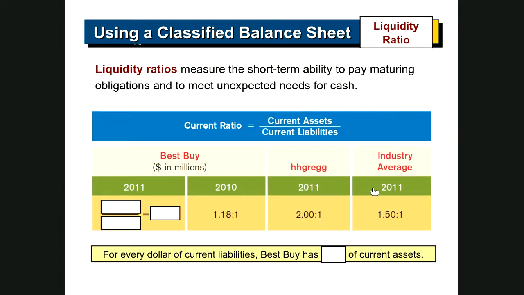All right. Now, the liquidity ratio measures the short-term ability to pay maturing obligations and to meet unexpected needs for cash. The current ratio is one more measurement of liquidity. Current assets divided by current liabilities. And obviously, the more current assets you have and the less current liabilities you have, the better your current ratio is, right?